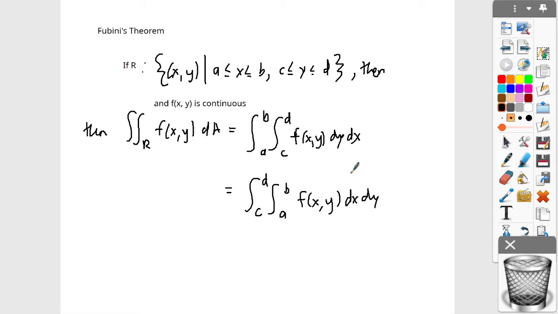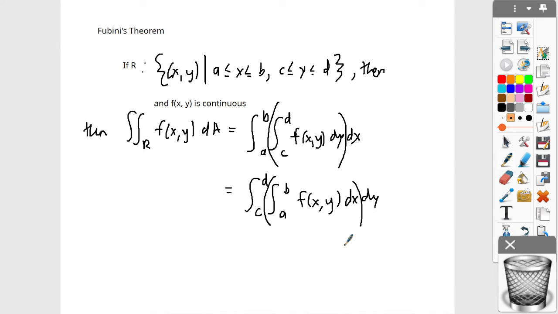You read it from the inside out. That's why it's called iterated. It's like PEMDAS except with integrals. The inside you do first, then you do the outside. And it works both ways. If you do c and d first, and then b and a, you will get the exact same result as if you do a and b first, then c and d.